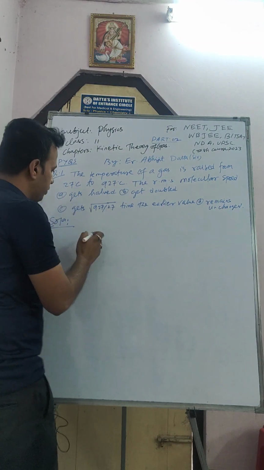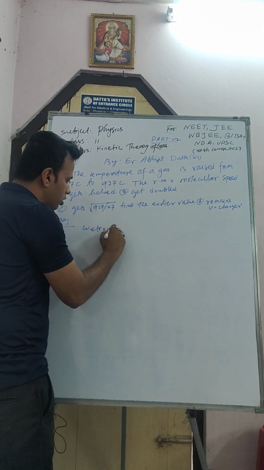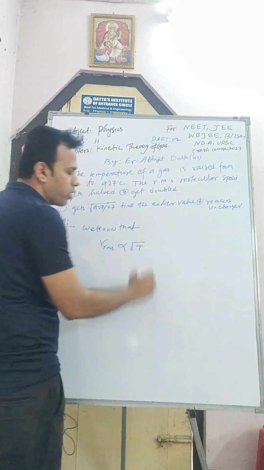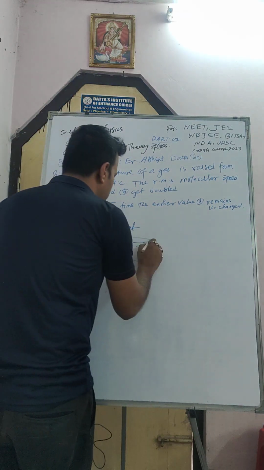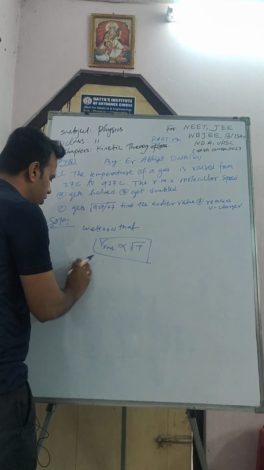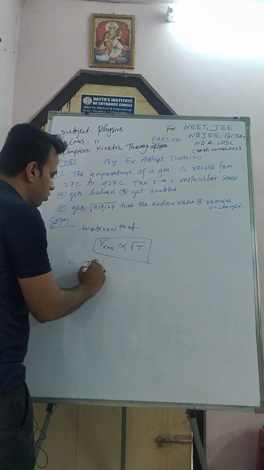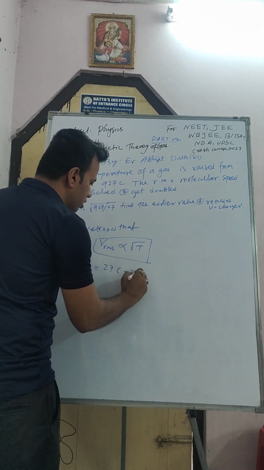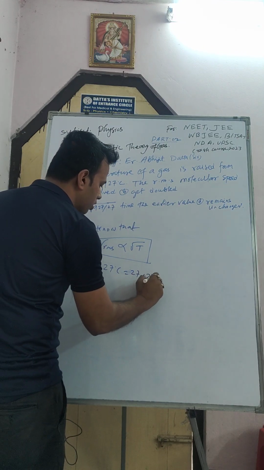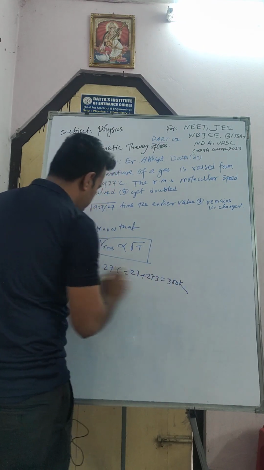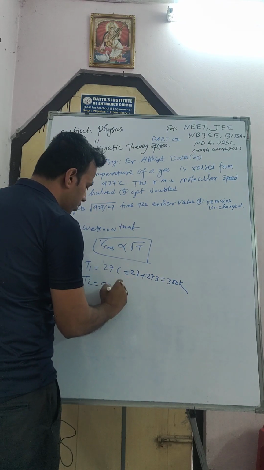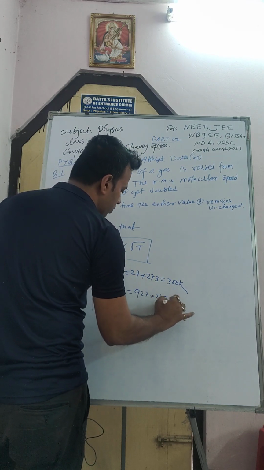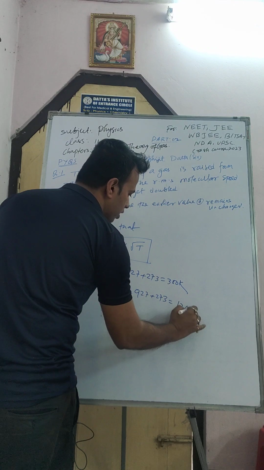Now we know that V_RMS, that is RMS speed, is directly proportional to the square root of temperature. So we can write V. T1 is what, sir? Here T1 is 27 degrees C. We have to convert it into Kelvin. 27 plus 273 is equal to 300 K. And T2 is what, sir? 927 degrees C. So 927 plus 273 is equal to 1200 K.